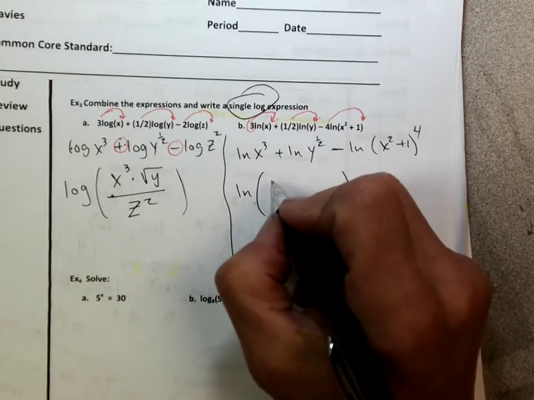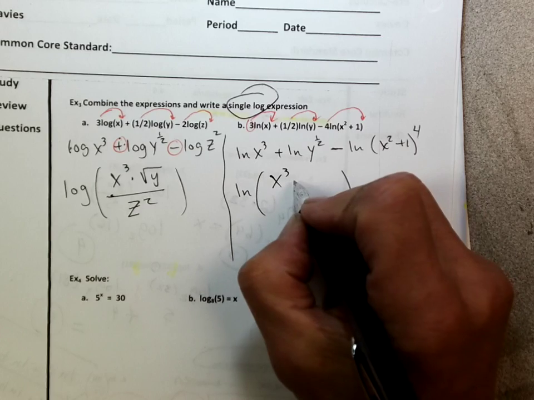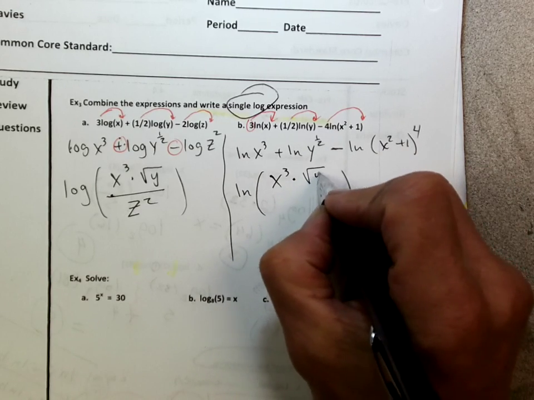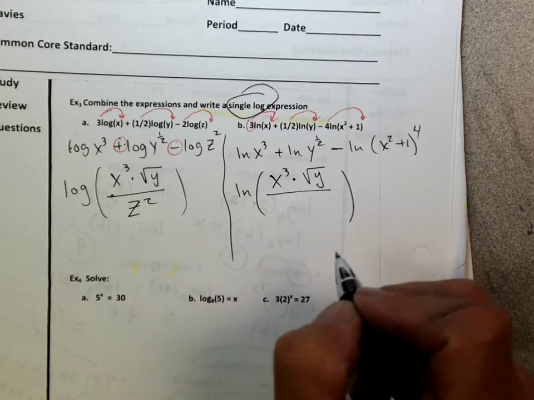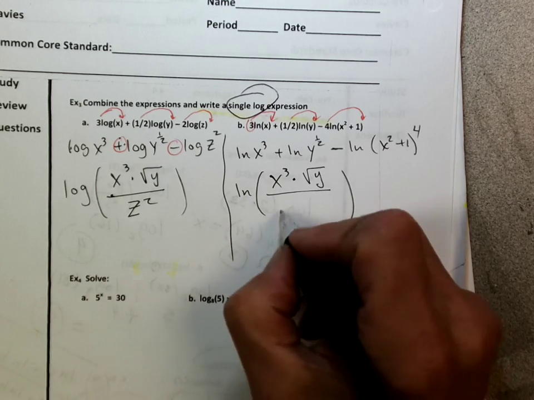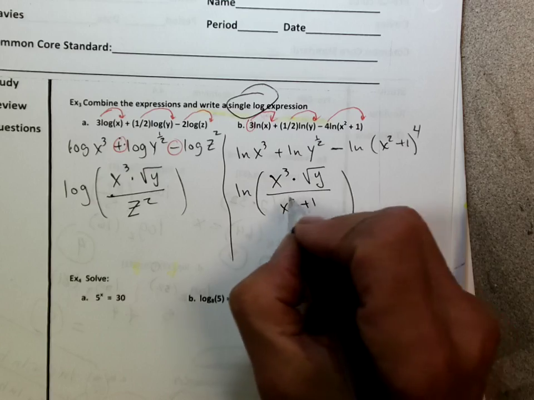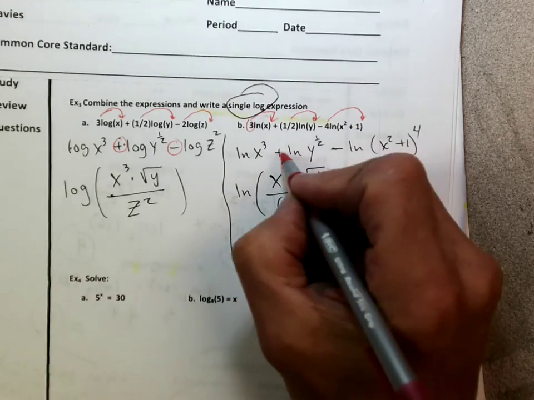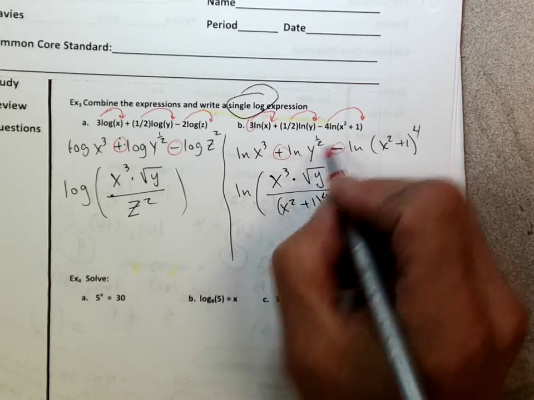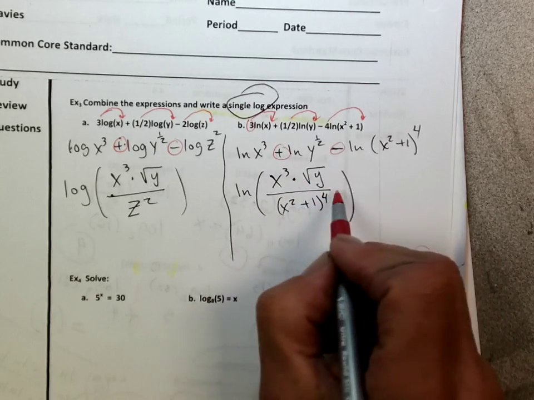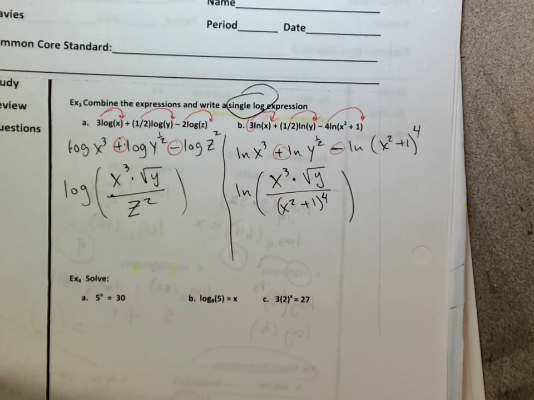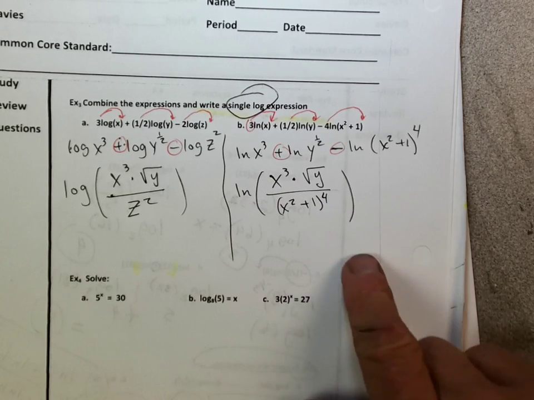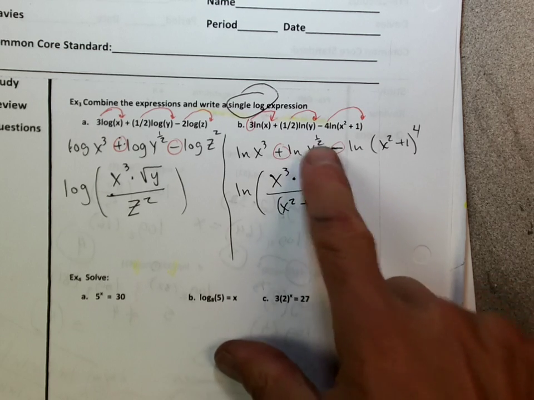I hear x cubed times, I don't need the times sign, but I'm going to put it in there anyway, square root of y, divided by x plus 1 to the 4th power. Here's my plus, which is now times. Here's my subtract, which is now divide. That's not so bad. You just take the square root of y and turn it to 1/2 power. A 1/2 power is the square root.